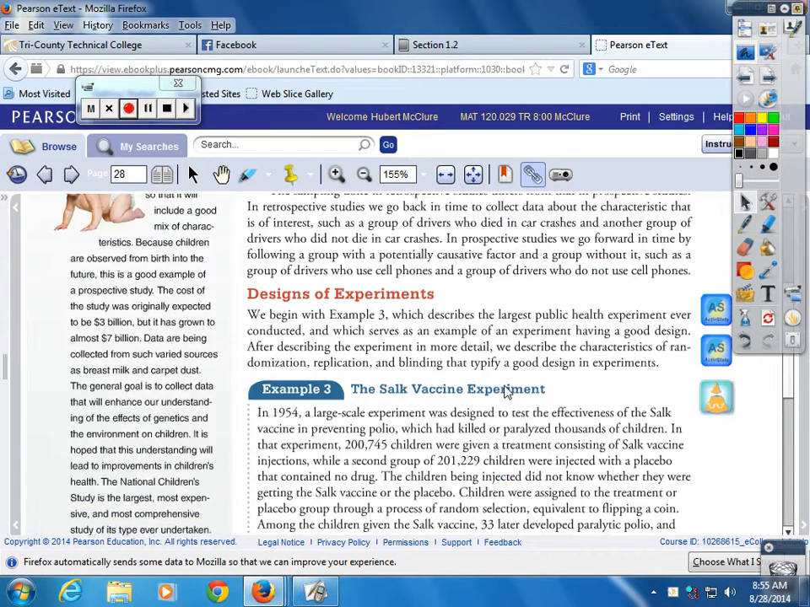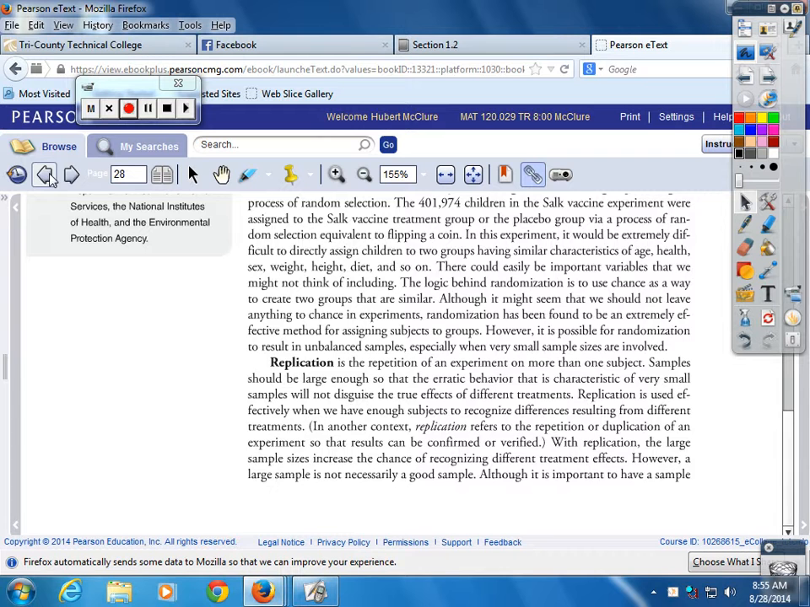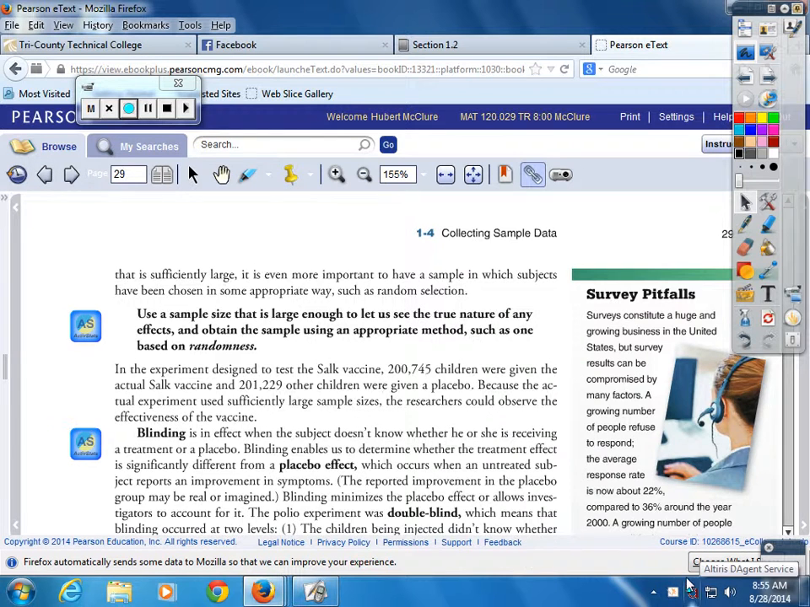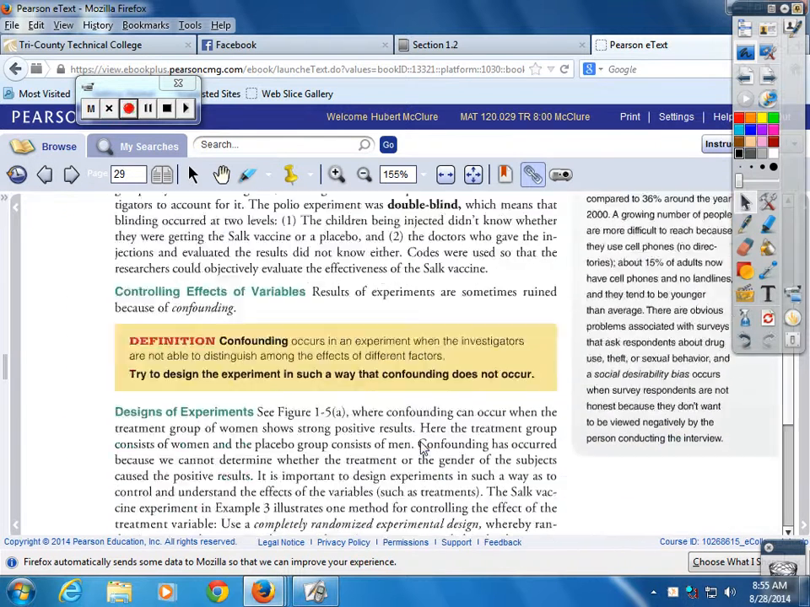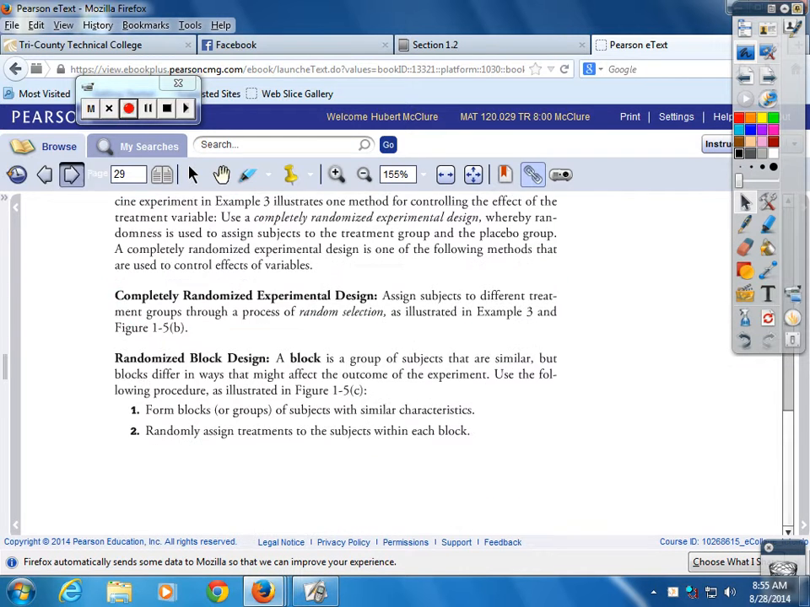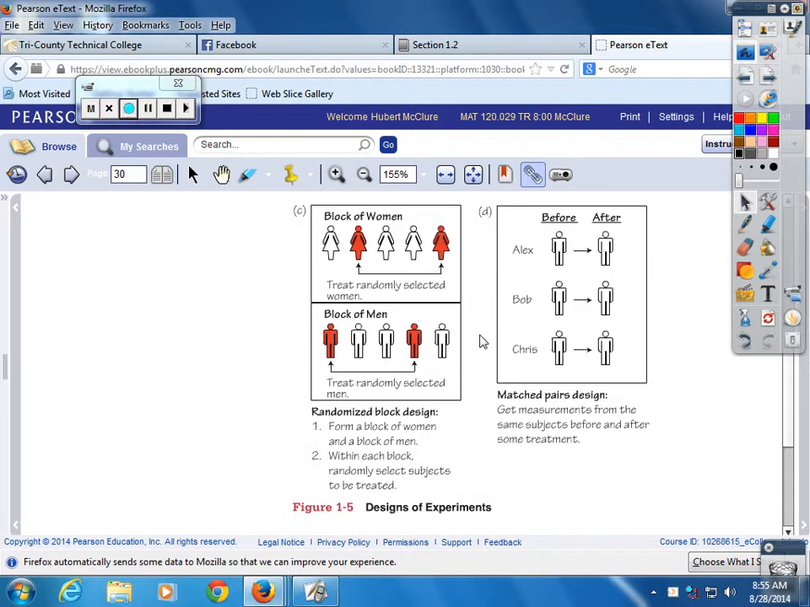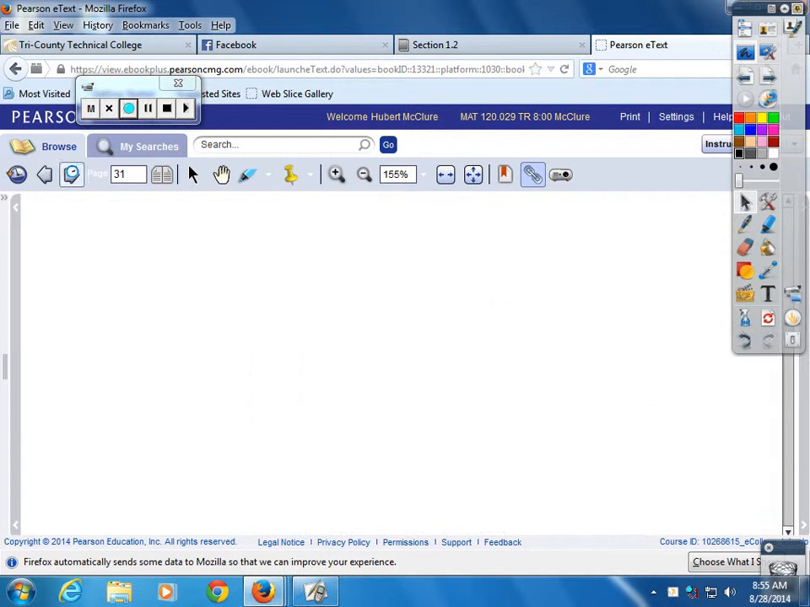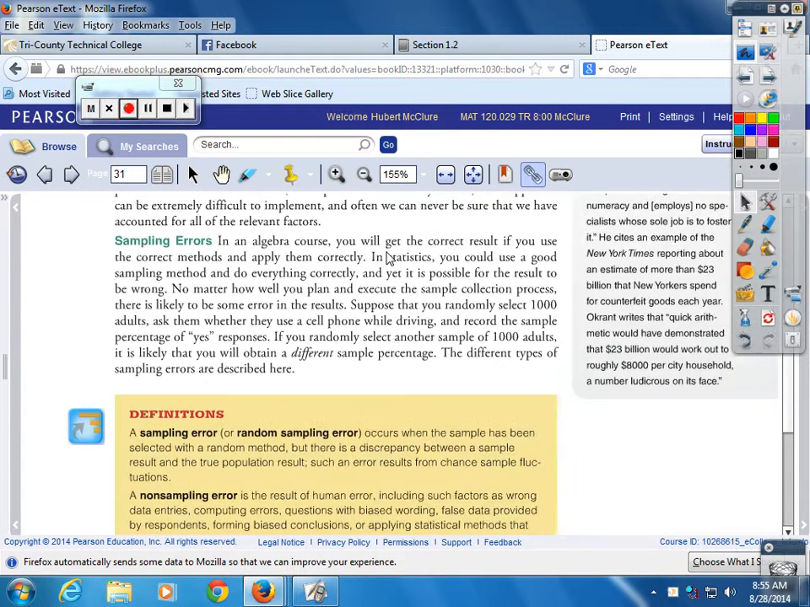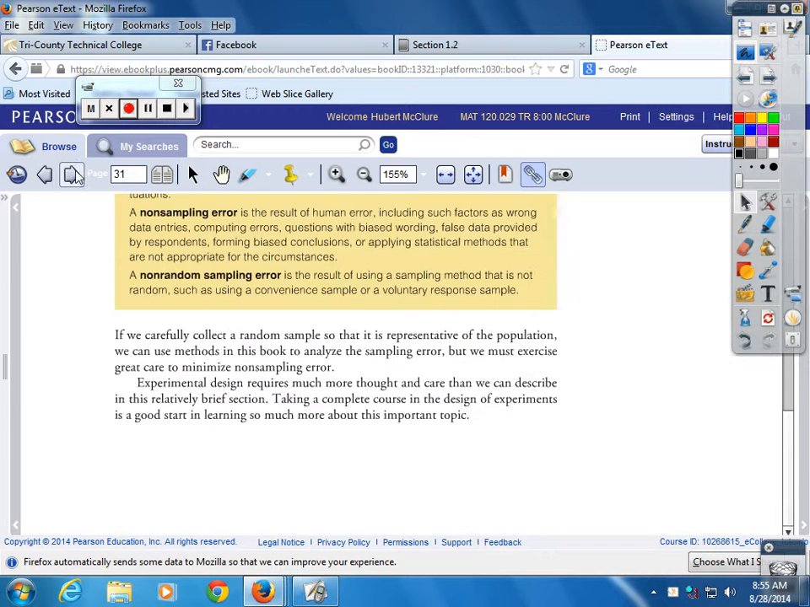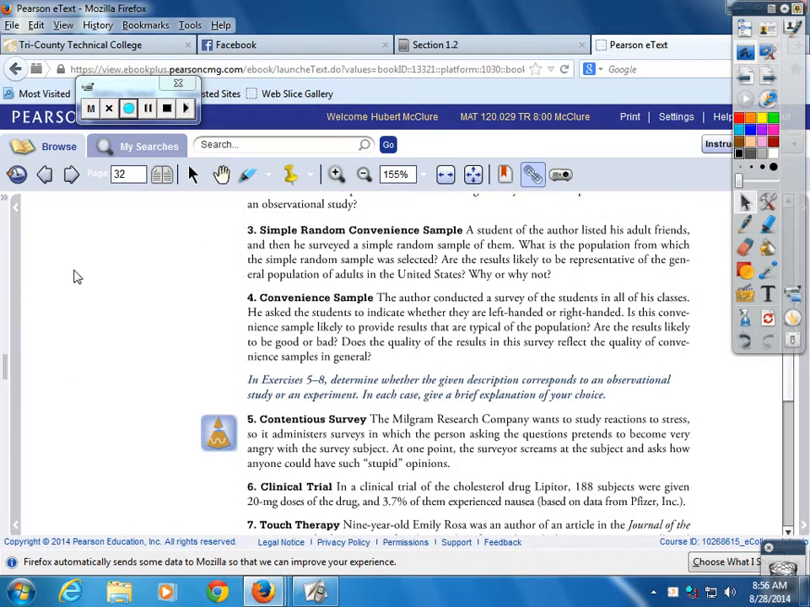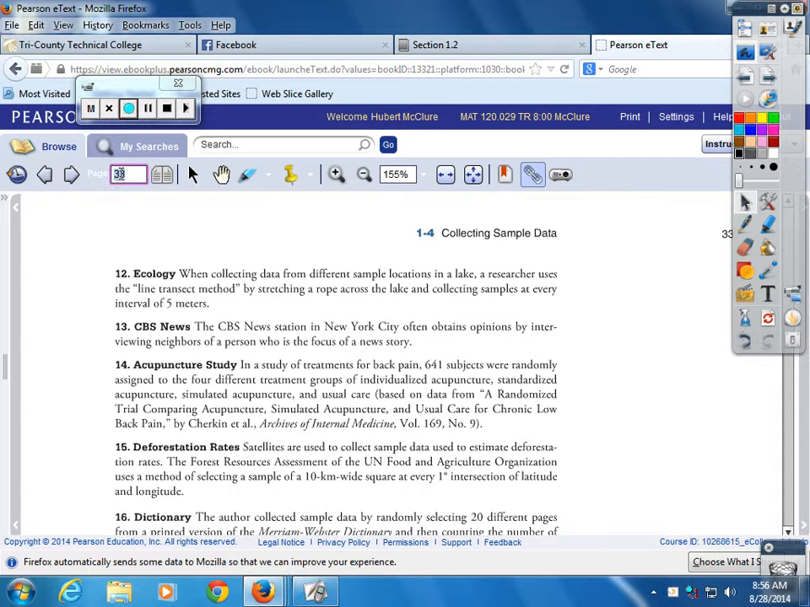28, that's self-explanatory. I'm on 29 right now. Don't see anything interesting there. Nothing there. Nothing there. Okay, so let's move on to chapter 2. What page is chapter 2 on? 43.